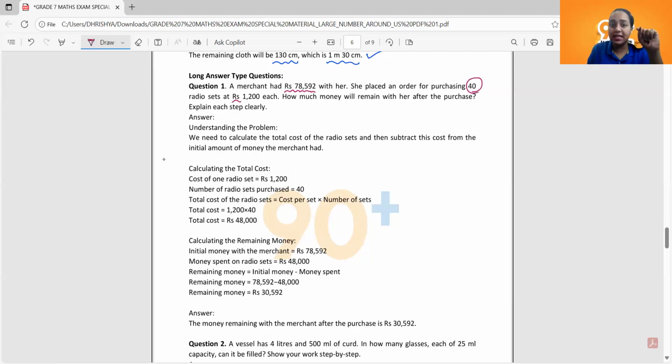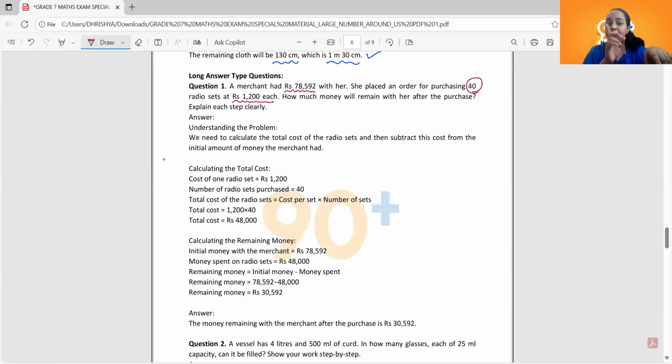And each radio set costs rupees 1,200. How much money will remain after the purchase? So what is the main question? To understand the problem, we need to calculate the money which is remaining. So how to find the money remaining? For that, we have to find how much money she spent.